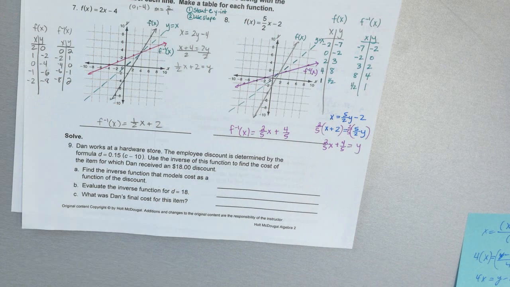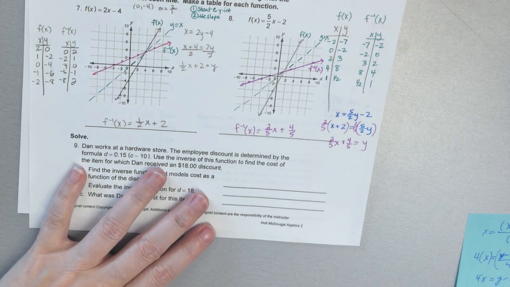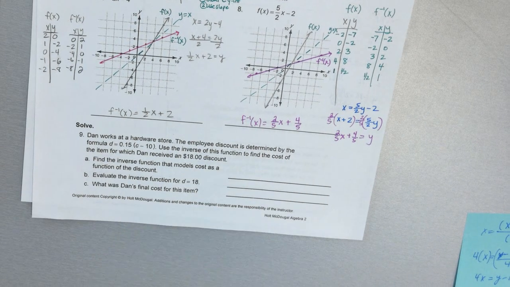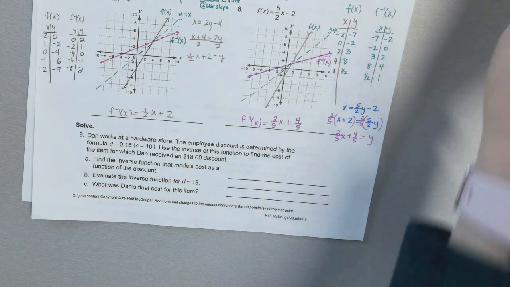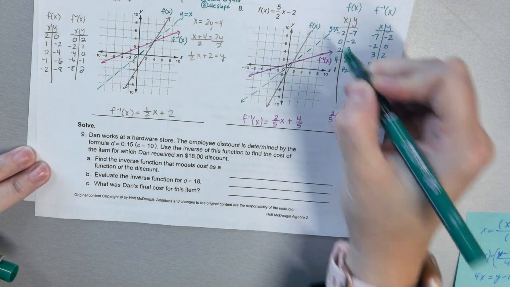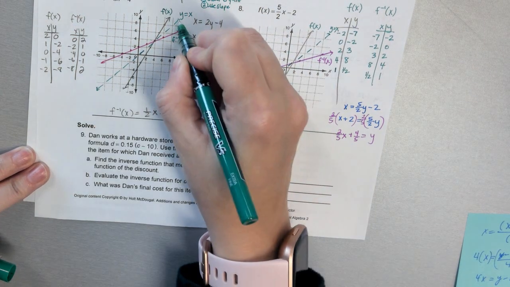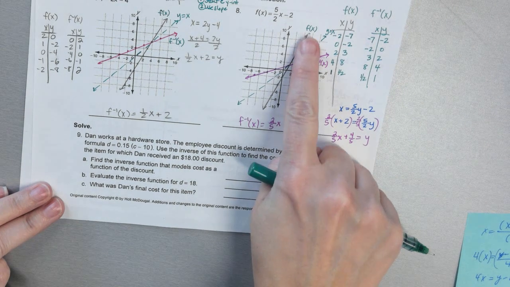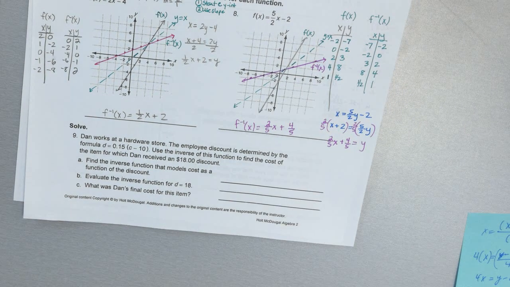Okay, any questions? Oh, yes, you can, because it's going to keep going forever. And then just make sure you label what each one is. So your f of x, your f inverse, and then your y equals x.